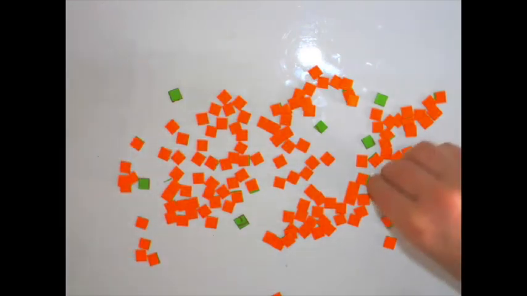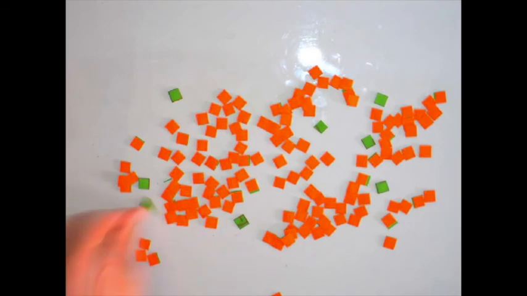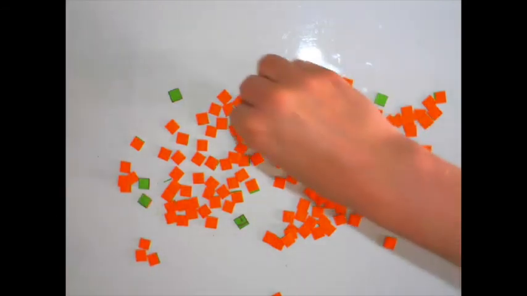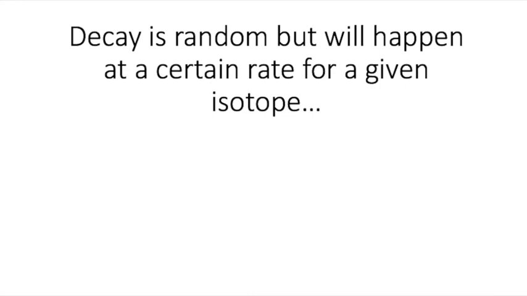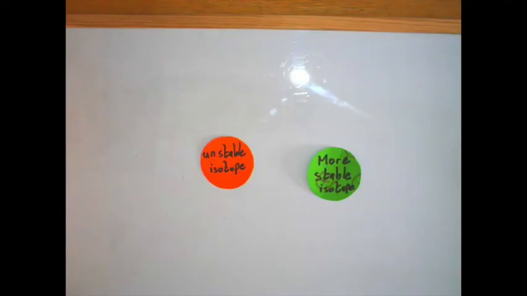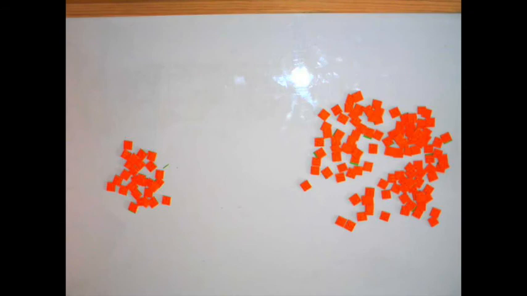We can't predict it. But what we can do is calculate the rate at which it happens. So we might not be able to tell which individual nuclei is going to decay, but we can tell the rate of that decay. We're going to keep on with this orange for unstable, green for stable convention just for ourselves. And let's say we've got two masses of a radioactive isotope. Let's call the smaller one A and the bigger one B.